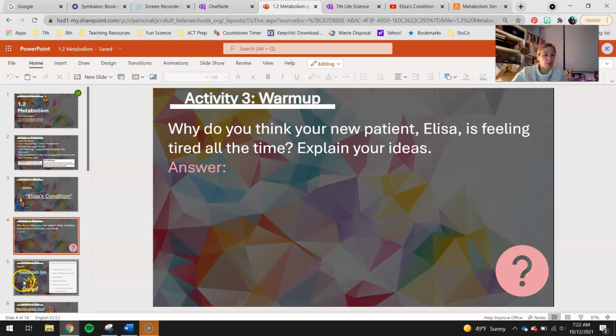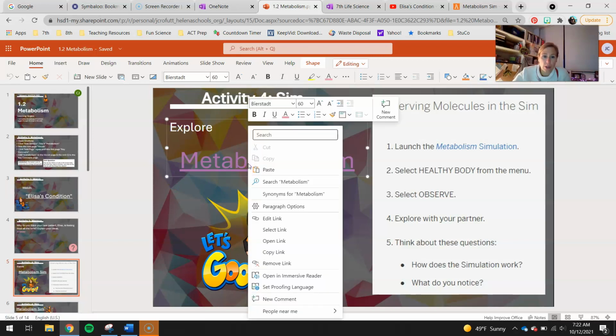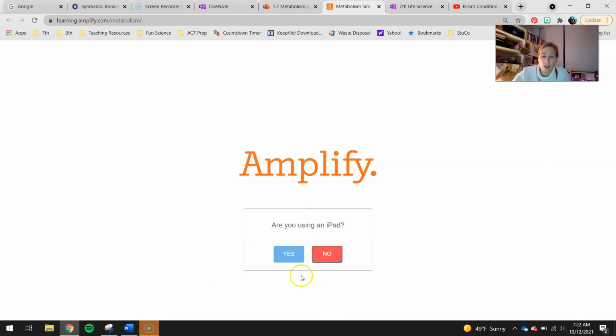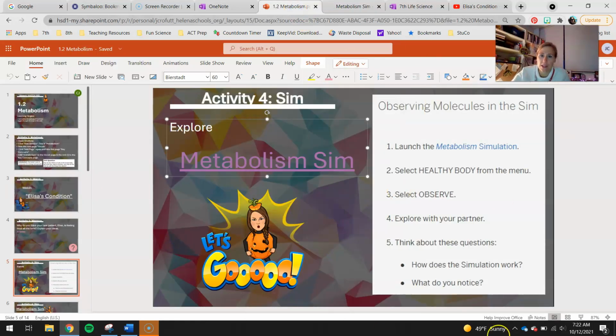All right, so moving on to slide 5. We have the simulation, so you guys will go ahead and right-click and open up this link. It's going to pull up a tab that looks like this. Are you using an iPad? Of course, you are probably going to select no unless you are using an iPad. And it's going to take a second to load, so I'm going to go ahead and just explore some things with you guys.